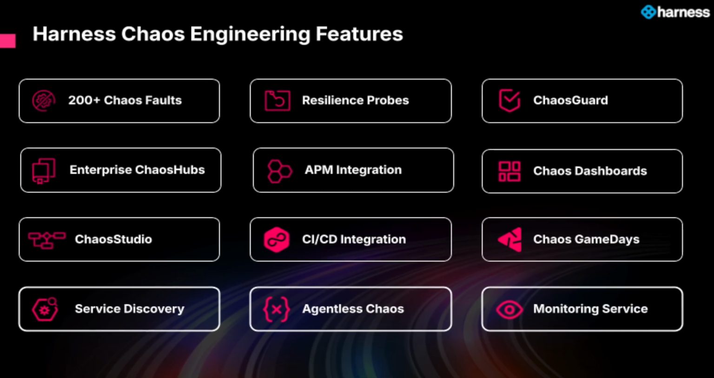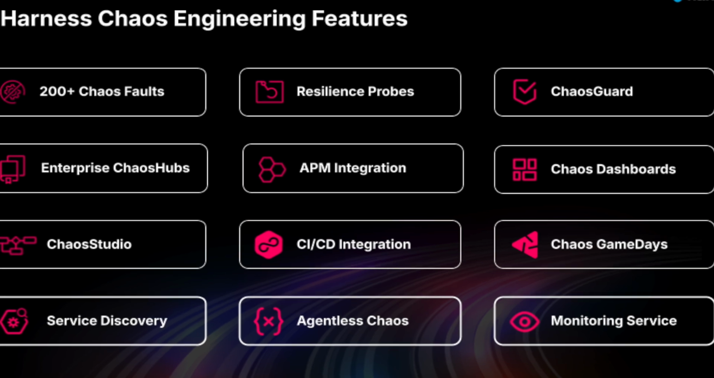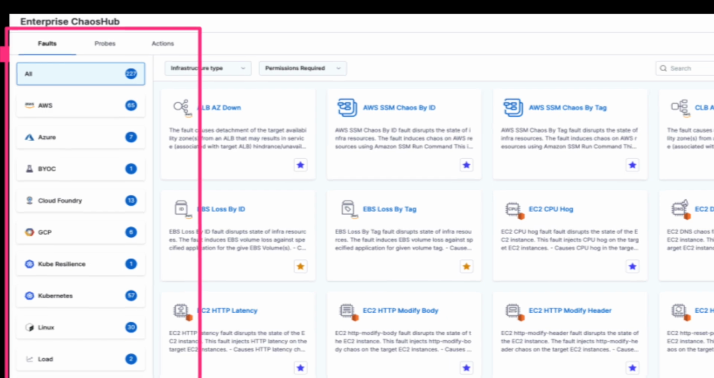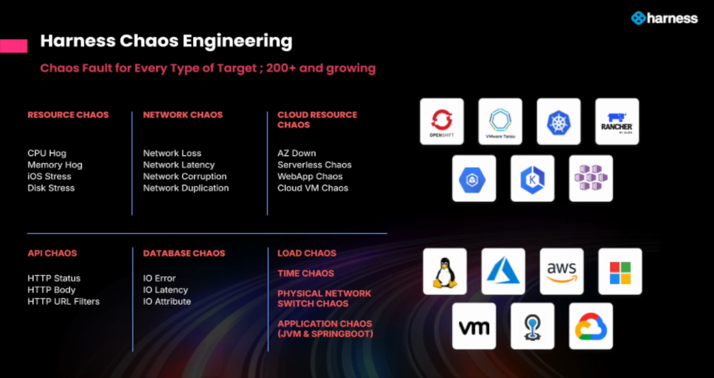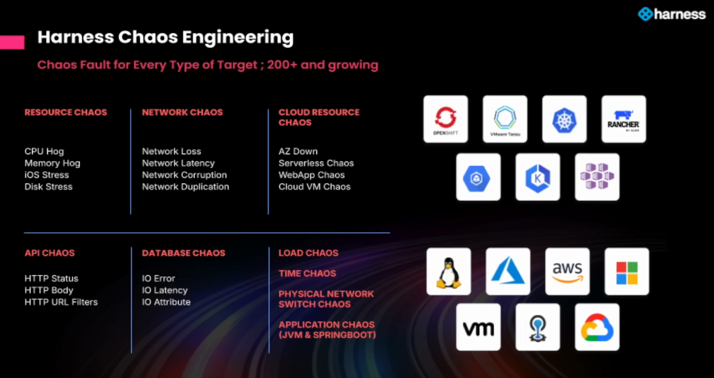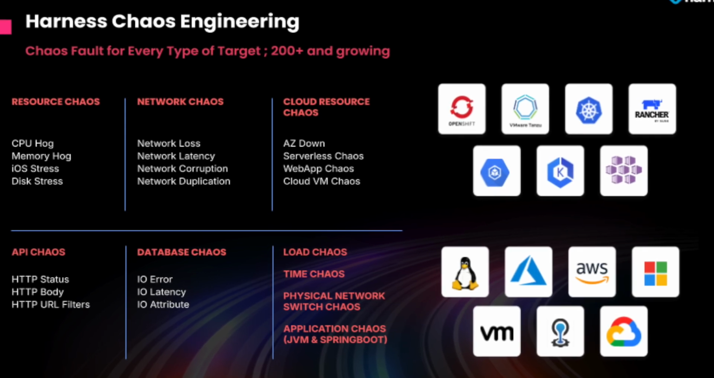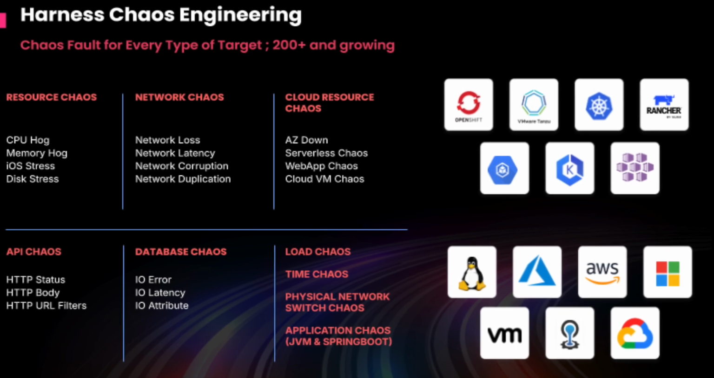Harness offers all the required capabilities to do end-to-end resilience testing. It provides 200+ out-of-the-box chaos faults in its Enterprise Chaos Hub, covering various cloud platforms, Linux systems, Windows systems, Kubernetes, PCF, and application runtime environments such as JVM.